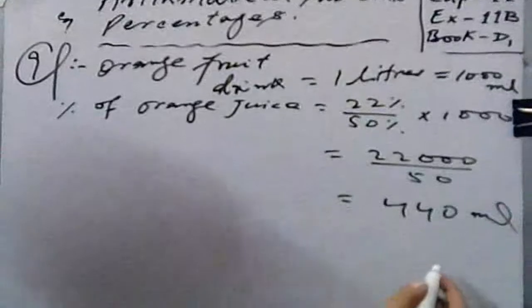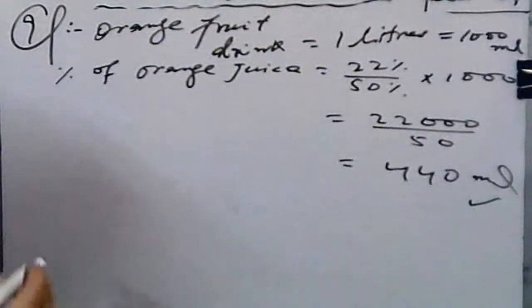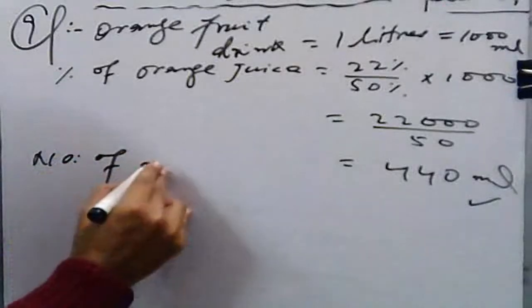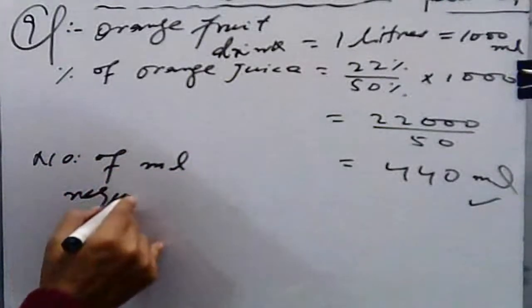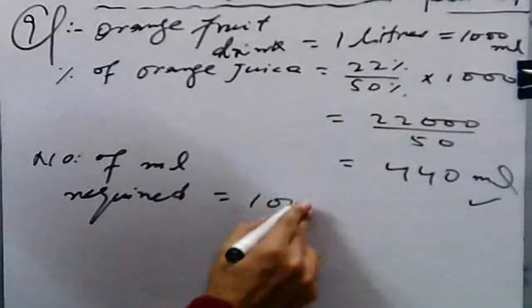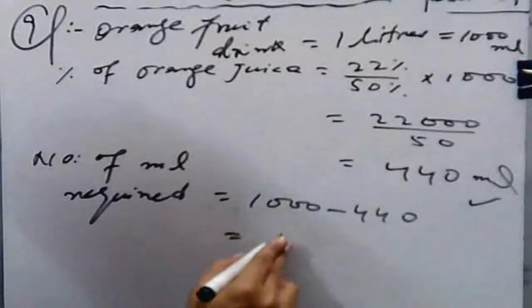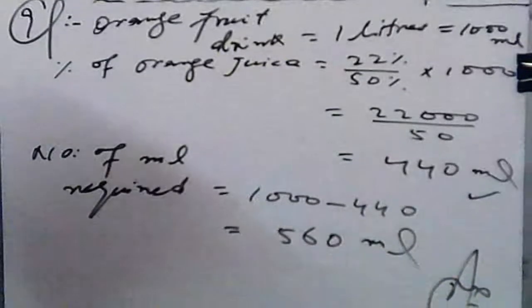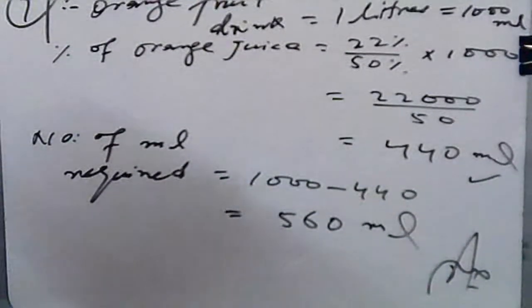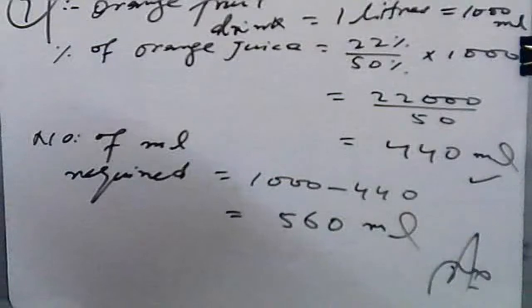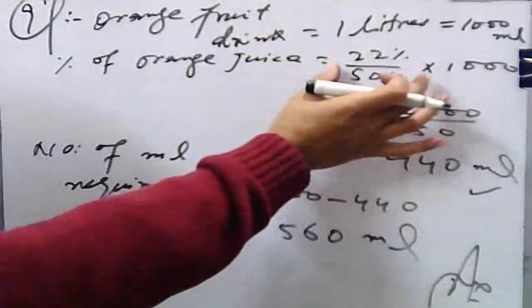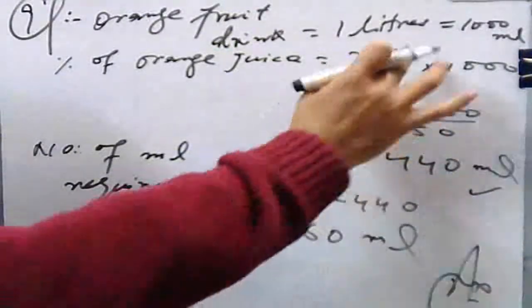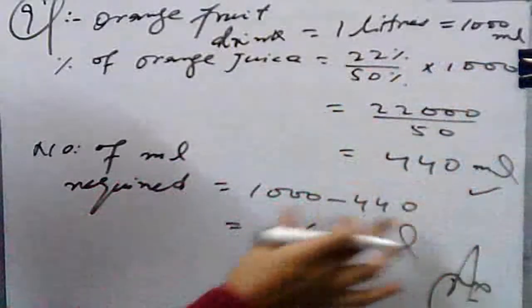So that is your first step. In the second step, the number of ml required is equal to 1000 minus 440, you will get 560 ml. So that is your required result. It should be noted that the drink has 22% orange juice, and we want to produce a mixture containing 50% orange juice. Therefore, 22% divided by 50%, multiplied by 1000 to convert into ml. So that is your required result.